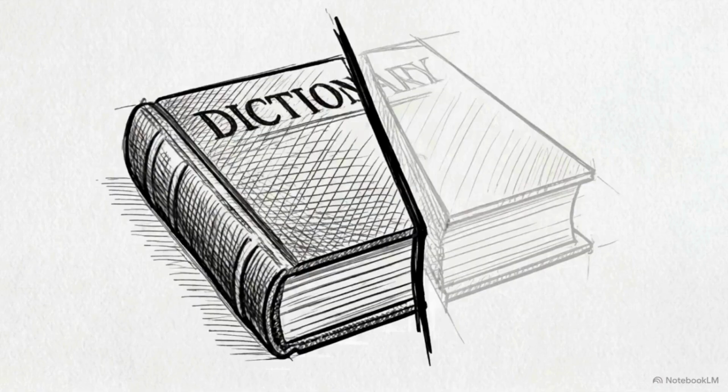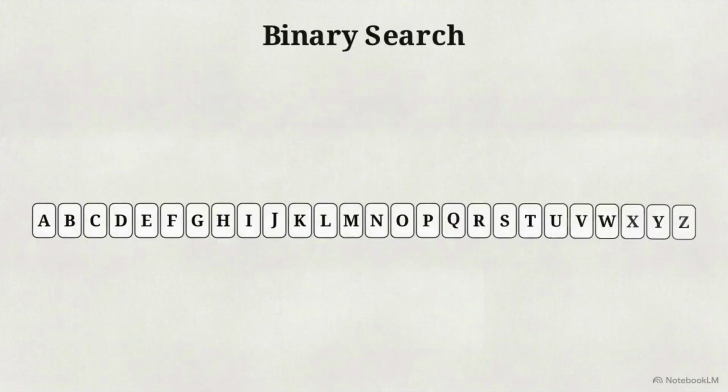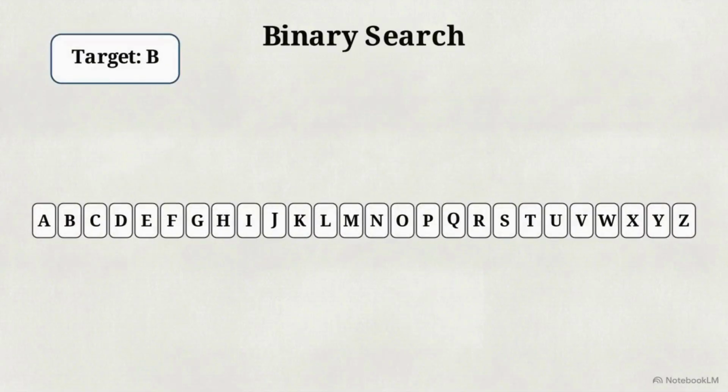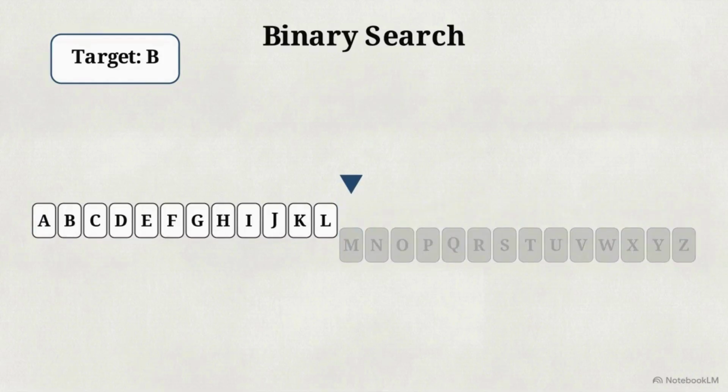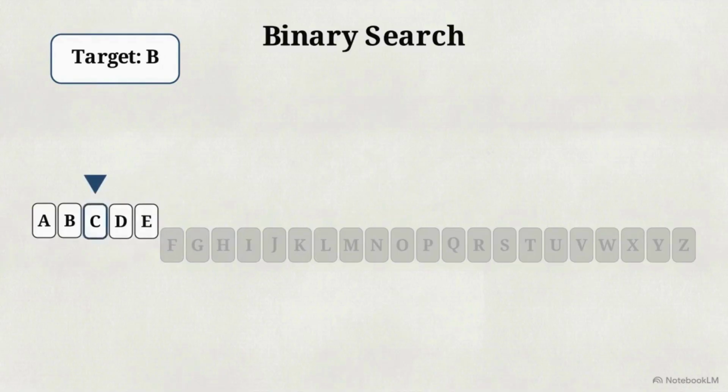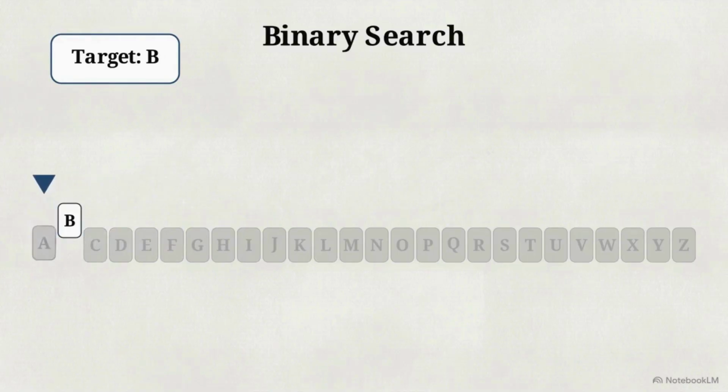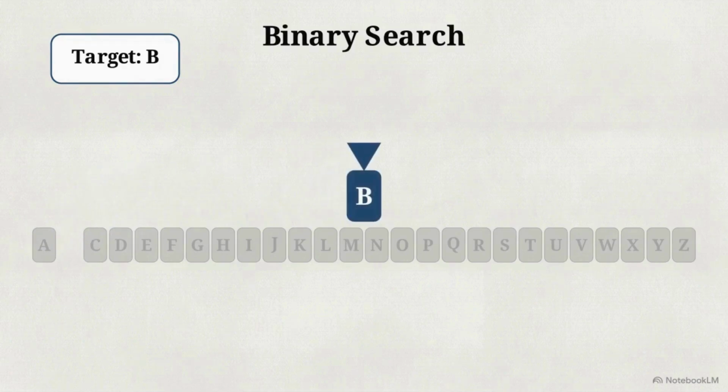To go faster, we use a strategy called binary search. It's a method that relies on dividing and conquering. Imagine looking up a word in a physical dictionary. You don't start at page 1, you open to the middle. If your word starts with B and you're on the M page, you know it's in the front half, so you can throw away the entire back half of the book. You just keep splitting the remaining pages in half. Every step removes half of the possibilities until the word you want is the only thing left.